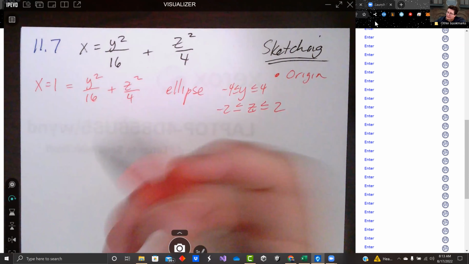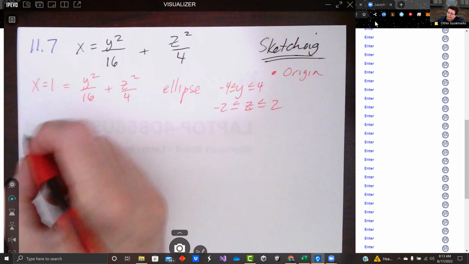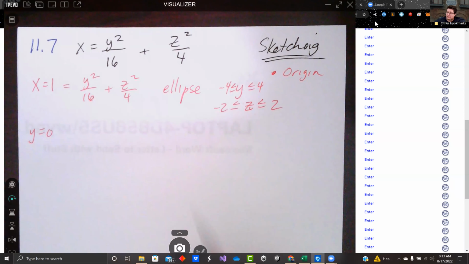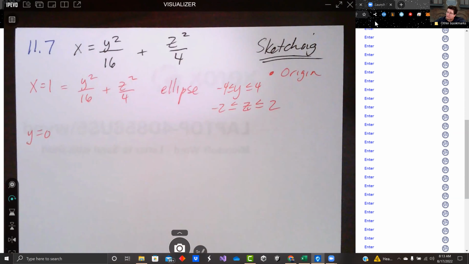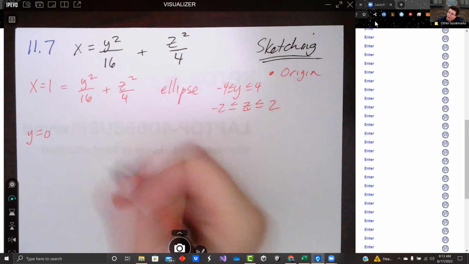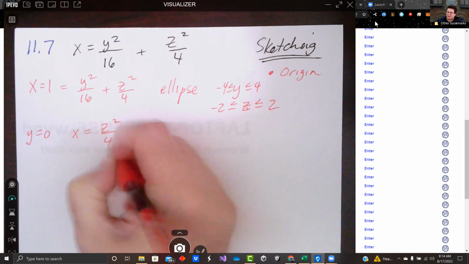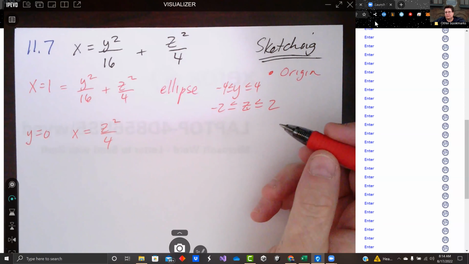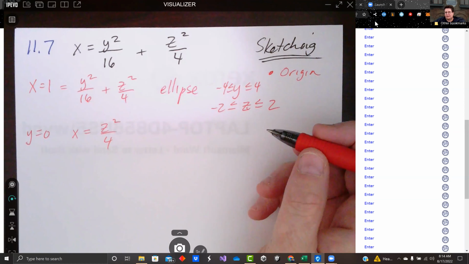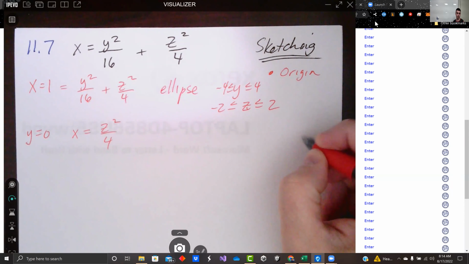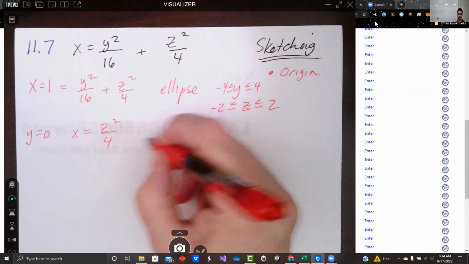What happens if we put y equal to 0? Let's just check what happens. I'll keep going with that color. I get x equals z squared over 4. What kind of shape is that? I'm hearing a parabola. It's a parabola.